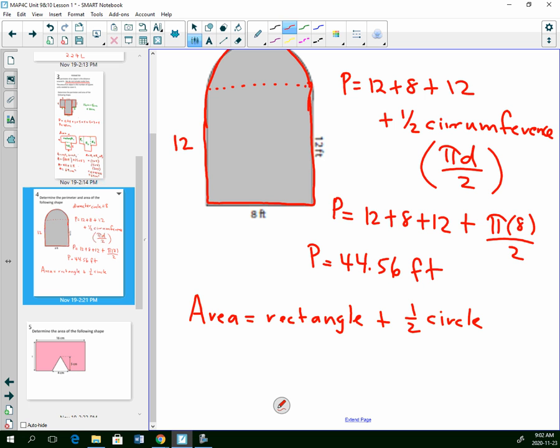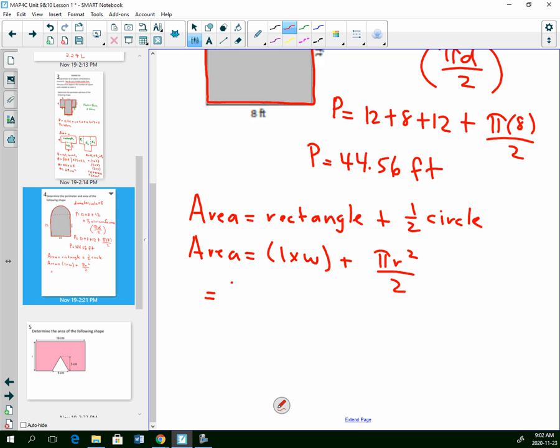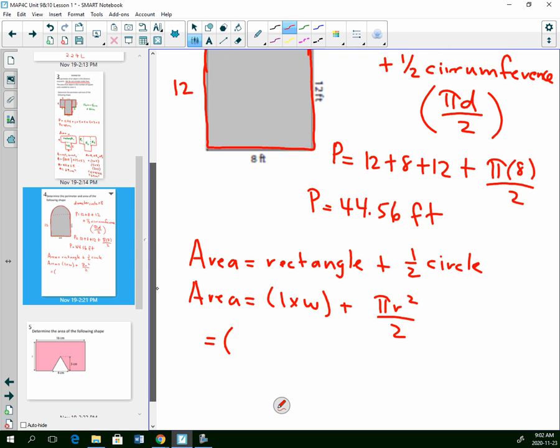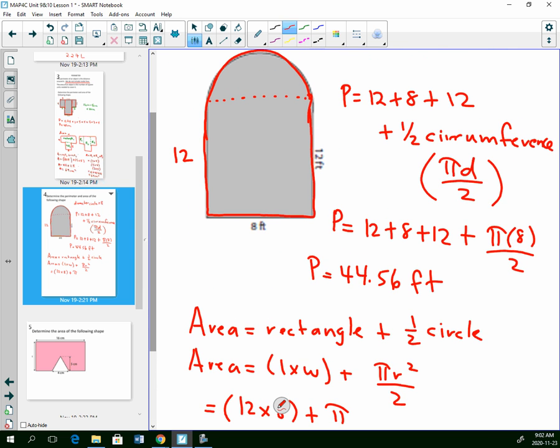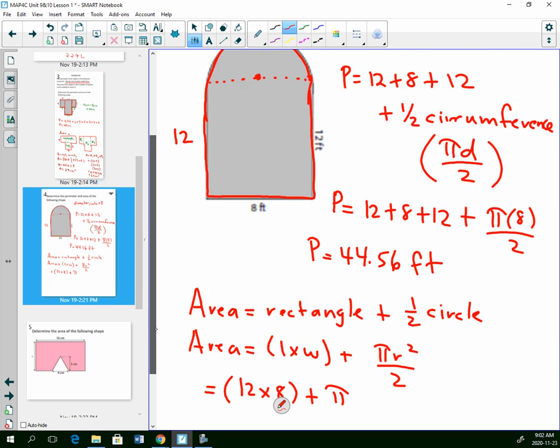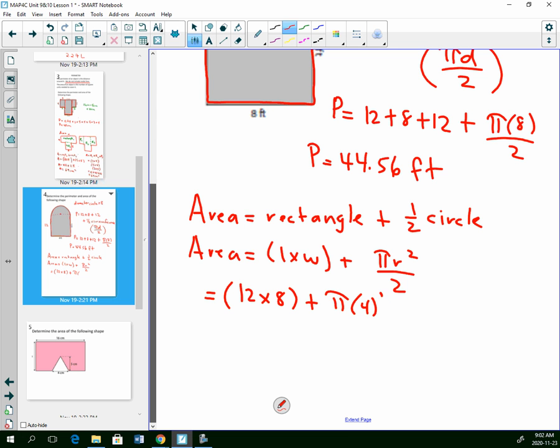And then I'm going to write out my formulas. So a rectangle is length times width, and a circle is pi r squared. And I have half, so I'll divide that by 2. Okay, and then I'm going to put in the measurements. So the more organized you can be, the better. So the measurements of the rectangle are 12 by 8. The radius of the circle is 4, right? Because this is 8, diameter is 8, so the radius is 4. And then we're going to take that total and divide by 2.